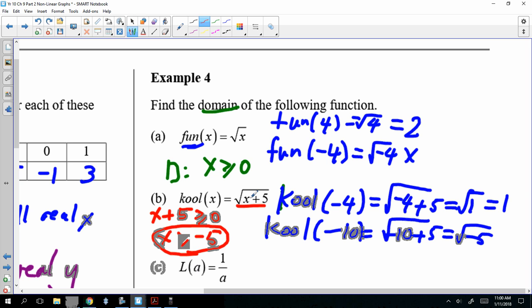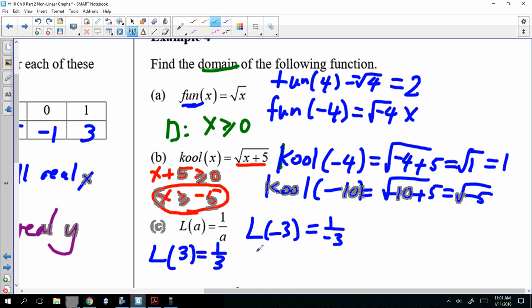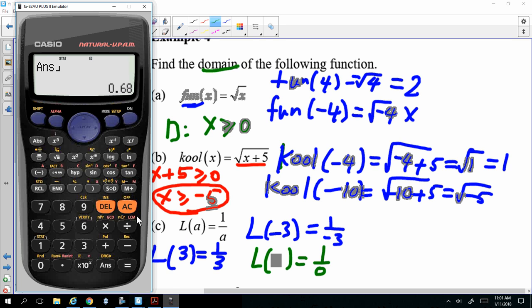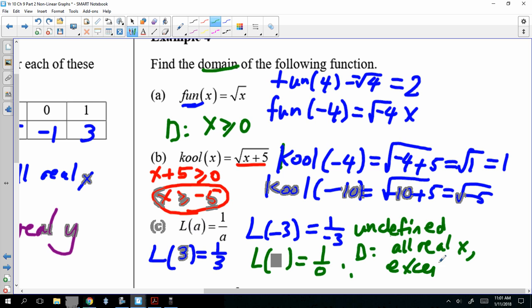All right, next one. How about the second one? Let's do L of 3. Gives you 1/3, no problem. You can do -3, that's no problem. Are there any numbers you can't substitute? 0, right? Because when you do L of 0, we get 1/0. Is 1/0 allowed? It's not allowed. If you do 1/0 on a calculator, you get undefined. So the only thing you can't substitute is 0. So we say the domain is all real x, anything except x equal to 0. So when you have a polynomial in the denominator, you can't substitute 0. Everything else is okay.